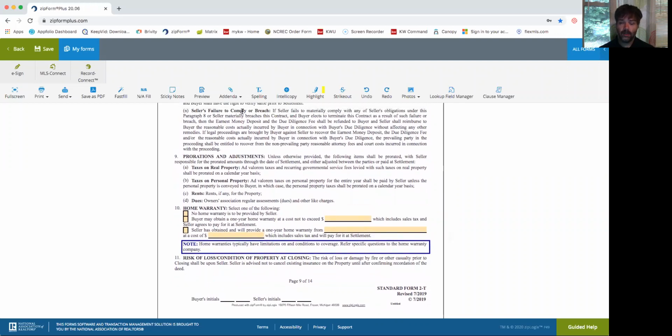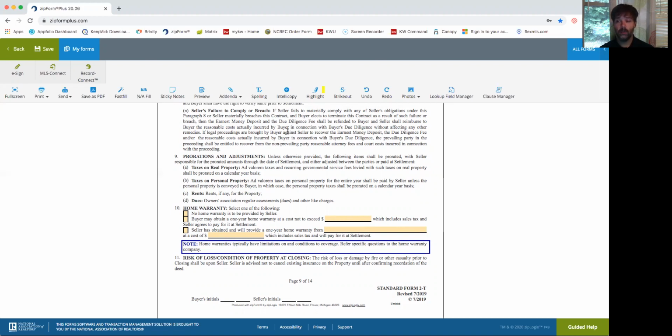Under N, the seller's failure to comply with this, or breach. If the seller breaches, there's going to be a couple of options afforded to the buyer, one of which we've already discussed. That is the specific performance. I'm going to hold your feet to the fire of this contract, fix what needs to be fixed so that you sell it to me for the amount and terms we've agreed upon.